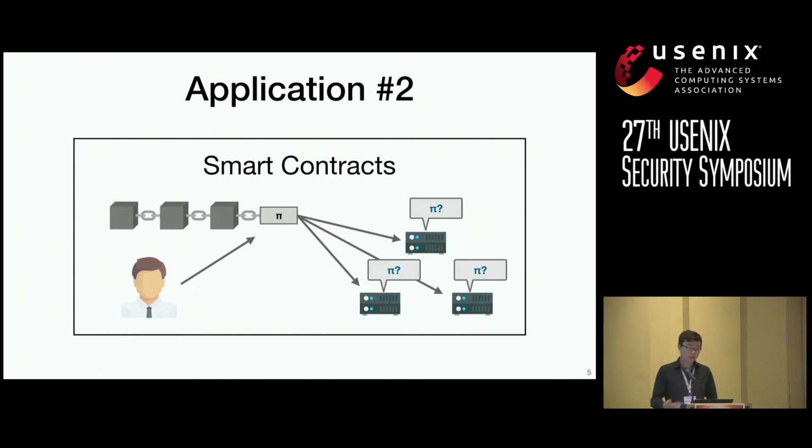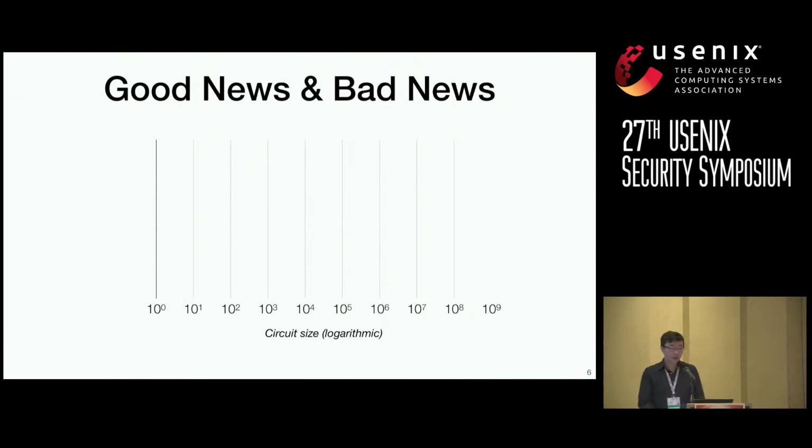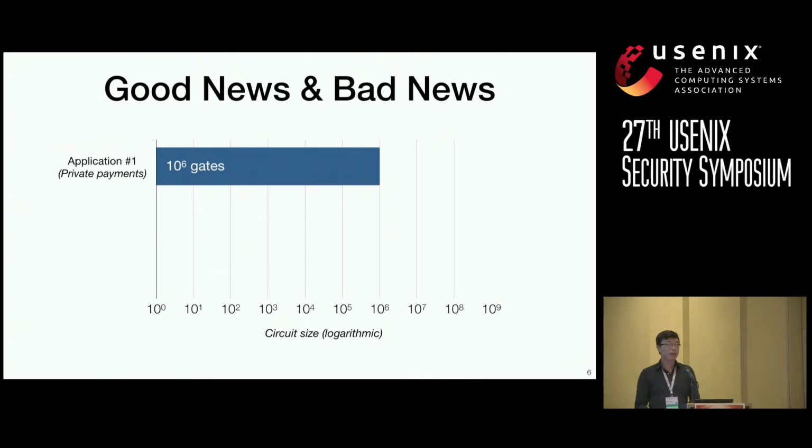So first off, these are only two applications of zero-knowledge proofs, and don't be offended if your favorite application wasn't presented here. These two applications were chosen specifically to motivate our problem, which I'm now going to address. So we have some good news and some bad news. If we look at the circuit sizes of the applications that we just discussed, well, in the case of a private payment, we're looking at something that is approximately 1 million gates. And this is actually pretty good. It's practical, and this is something that can be used in current ZK snark implementations.